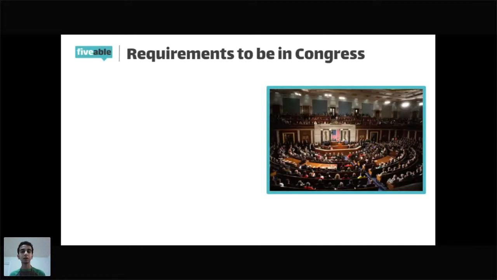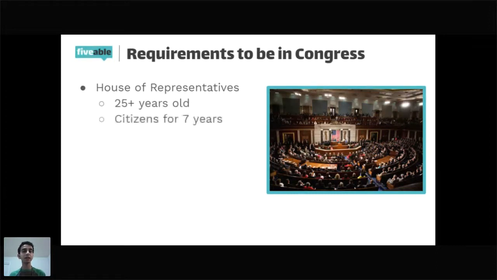All right, so requirements to be in Congress. For the House of Representatives, you need to be at least 25 years old and have been a U.S. citizen for 7 years. In Congress, being a natural born citizen, like it is for the presidency, is not required. You just need to have been a citizen for a specified amount of years. For the Senate, you have to be at least 30 years old and have been a citizen for 9 years.